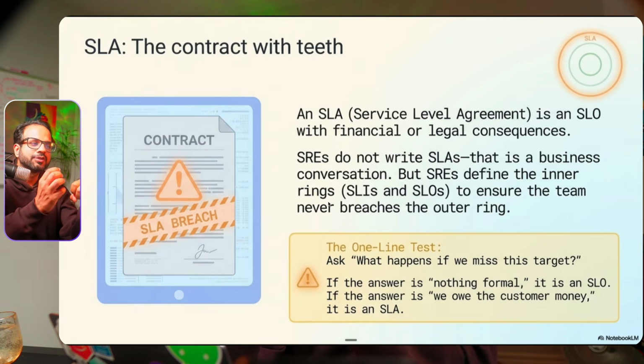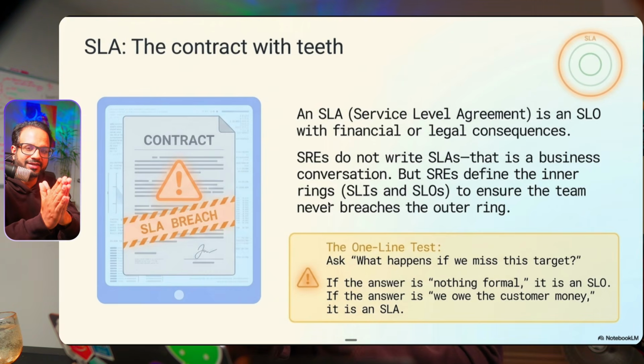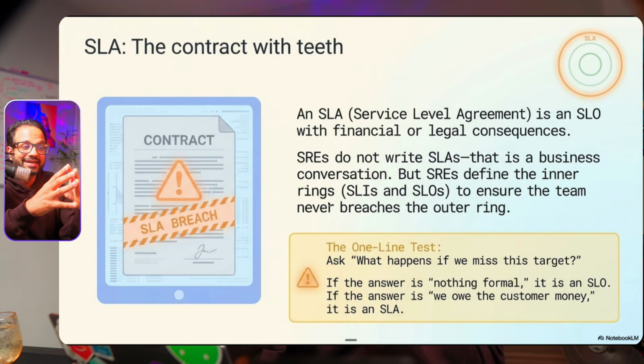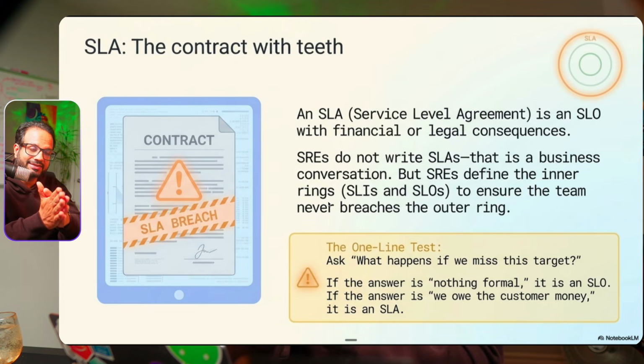Okay. So the one-liner is, ask what happens if we miss the target, right? If the answer is nothing formal, it is an SLO. If the answer is we owe the customer X amount of money, it is an SLA. So that's the main difference between SLA and SLO.